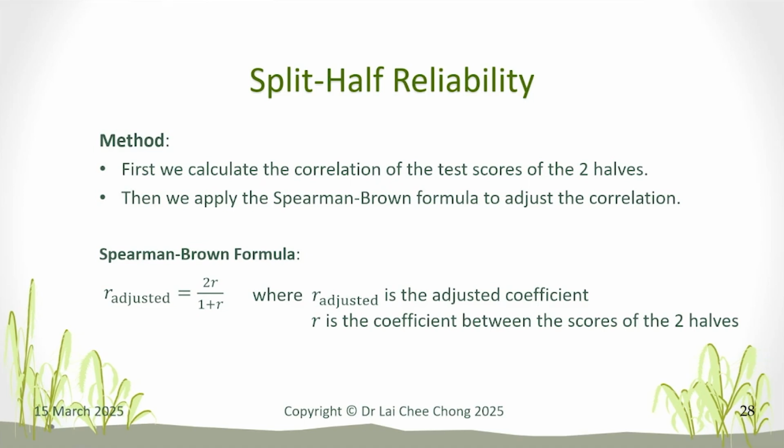And that's it. Now, don't worry about how this particular formula comes about. There's a mathematical derivation of this formula here. I'm sure you won't go to that paper to look at it, but you just take it as it is. So that's how you calculate the Spearman-Brown formula.